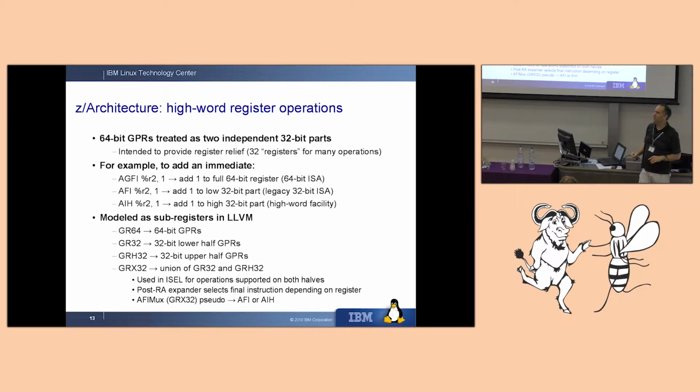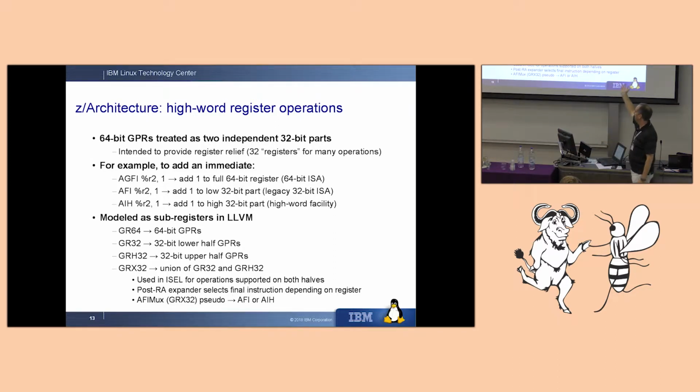We now have something similar on the IBM Z, so I just have the adds here. You can add 1 to the 64-bit register, which is, of course, normal. You can also add 1 to the low 32-bit part, which is also sort of normal. Most platforms that support both 32 and 64-bit have that. But we also have an instruction that adds 1 to the high 32-bit while leaving the low unchanged.